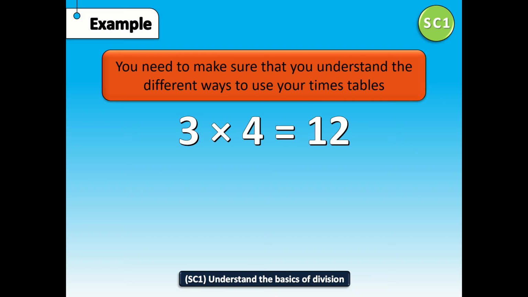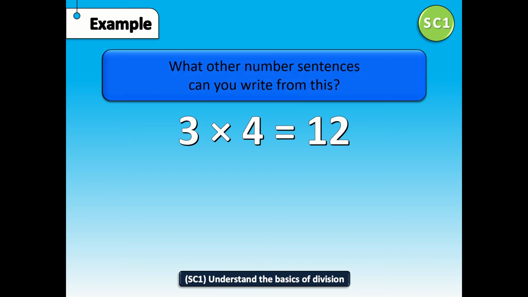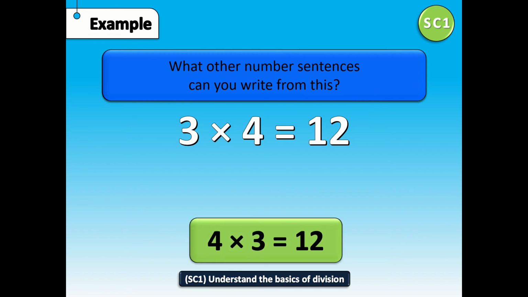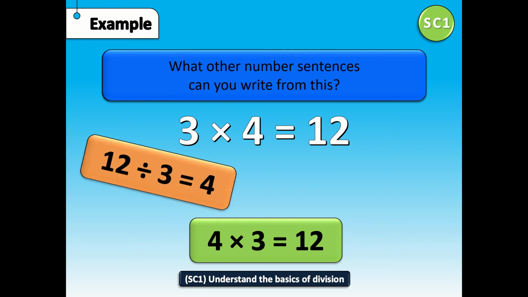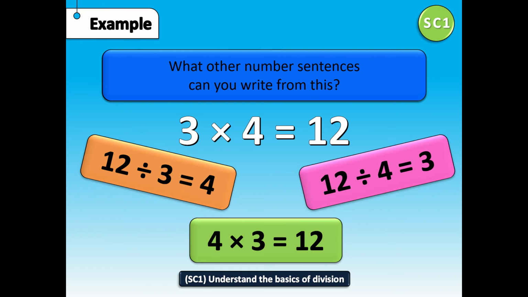So if we know that 3 times 4 is 12, what other number sentences can you write from this? So we can write 4 times 3 is 12. We can write 12 divided by 3 is 4. Or we can write 12 divided by 4 is 3.